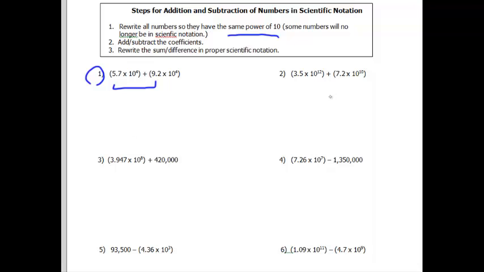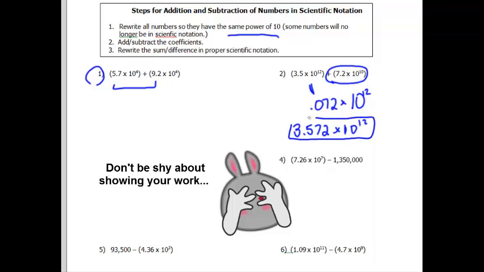But the second one, I have a 10 to the 12th and a 10 to the 10th. So I'm going to go ahead and put this number into power of 12. So in order to get a power of 12, I'm making this bigger by 2. So I need to make my coefficient smaller by 2, which makes it 0.072. And then I'm going to add these two together. So I would get 3.572 times 10 to the 12th. And again, you're going to need to show some work on these for that communication piece of credit. So why don't you try some of these and see how you do, and come back and check your work.